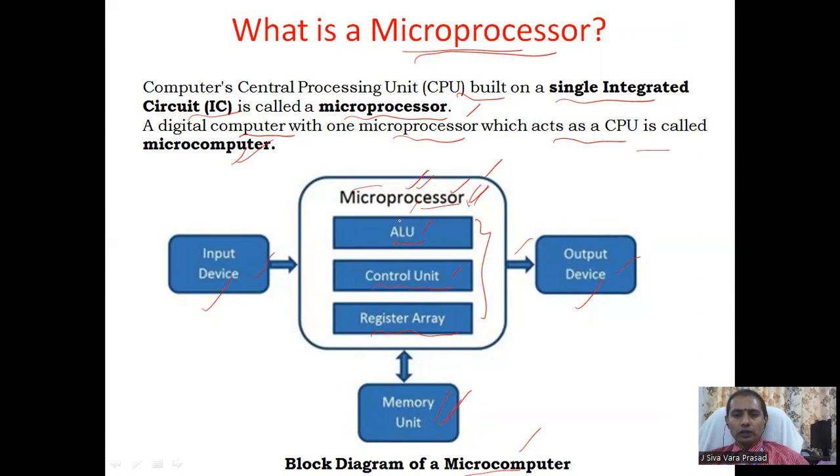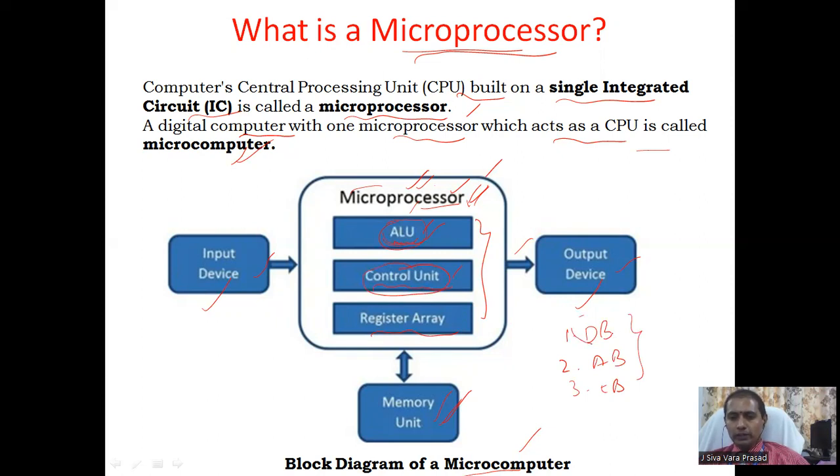The main aim of the ALU is that it will perform all arithmetic and logical operations. Then the control unit will control, meaning within the control unit there are three buses, named data bus, address bus and control bus. With the help of these three buses, the control unit will control the data flow.